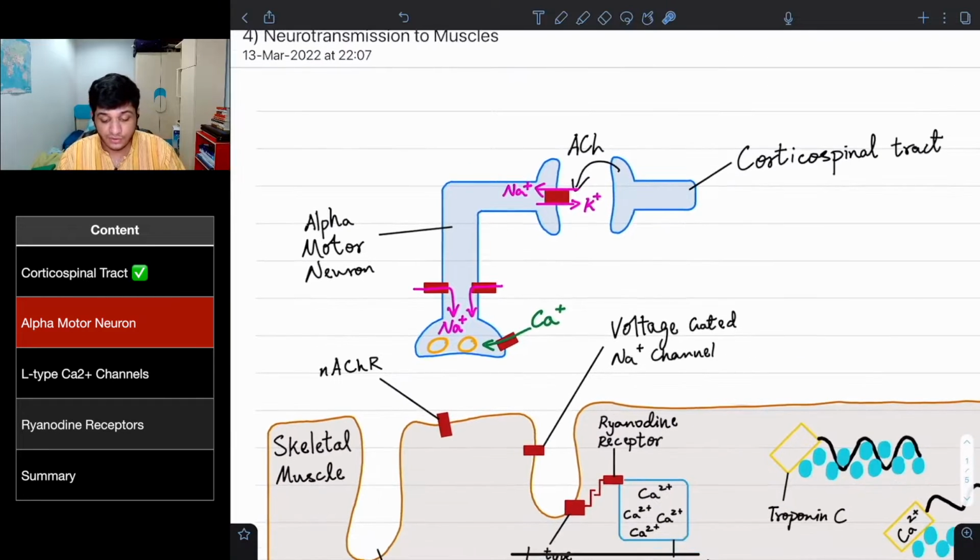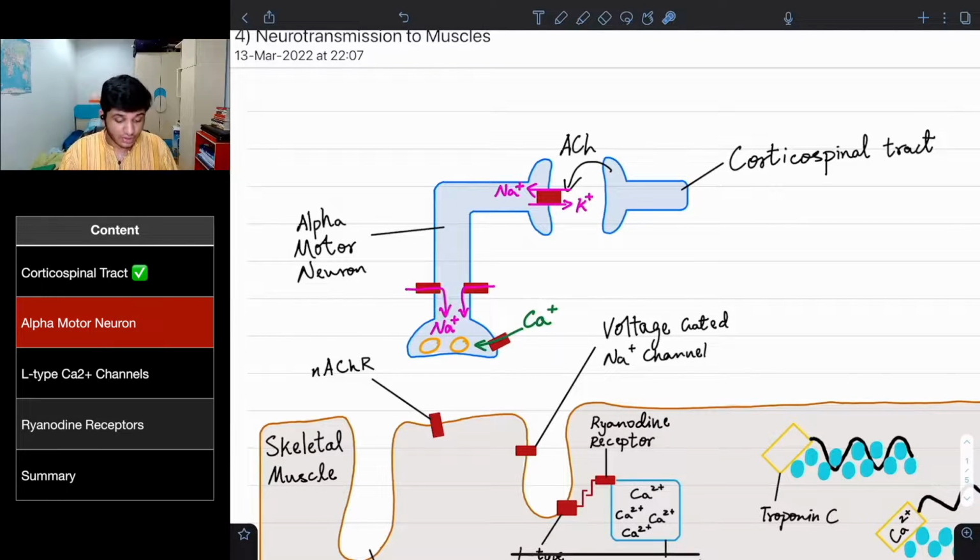Okay, so let's review this process. The corticospinal tract, which is from the brain, releases acetylcholine into the synaptic cleft, into the postsynaptic cleft of the alpha motor neuron, and it binds to the receptors of acetylcholine, which causes an influx of sodium ions and efflux of potassium ions. This causes depolarization, as we learned in action potential. Because of this small depolarization from sodium ions, it triggers the voltage-gated sodium ion channels. And this causes further depolarization: it becomes more positive because there's influx of sodium ions.